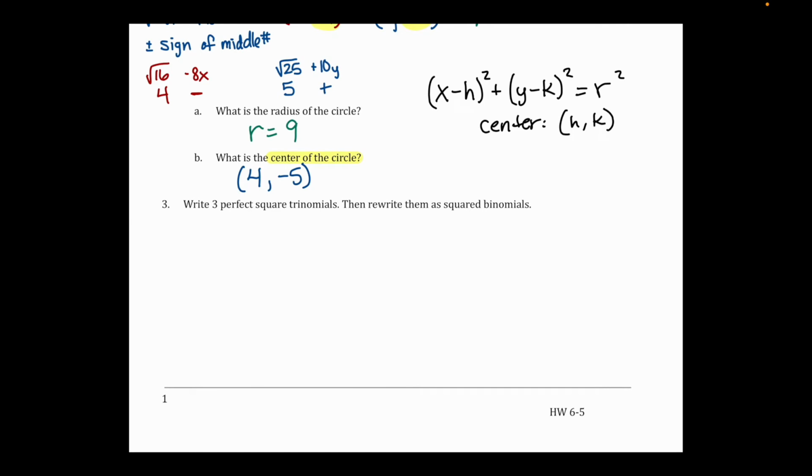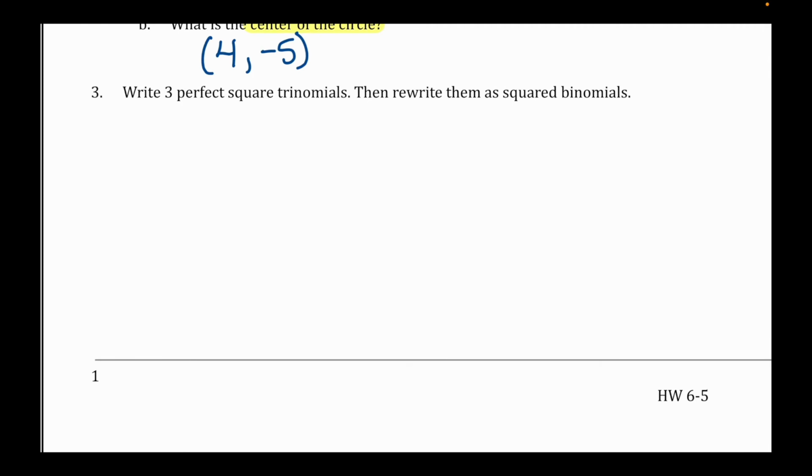Okay, for number 3, this says to write 3 perfect square trinomials and then rewrite them as squared binomials. So you can't just start with the squared binomials and then turn them into trinomials. We're going to do this the proper way. We're going to start with, I know I should always have x squared. And I can start with a number that I want to square. So in this case, let's use 7. So I would then say my last number is going to be 7 squared, which is 49.